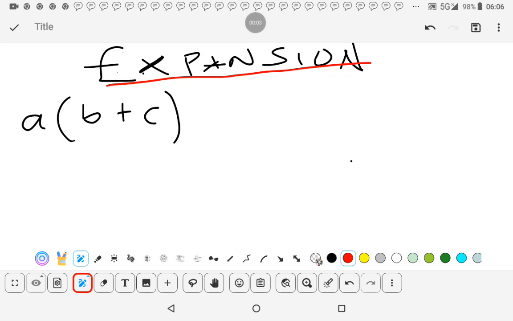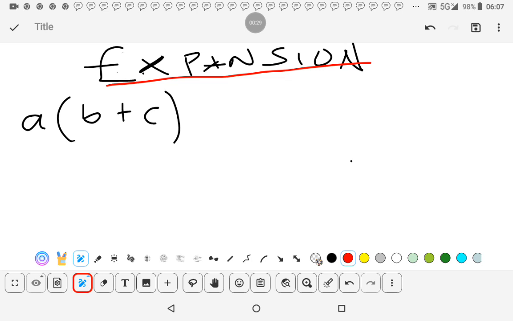So it's nice to have you here once again, and at this moment our focus will be on expansion of numbers or expansion of variables. How do we expand numbers and how do we expand variables? So let's go to it now.